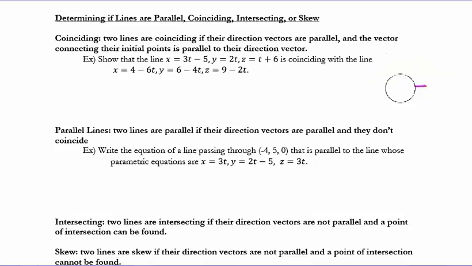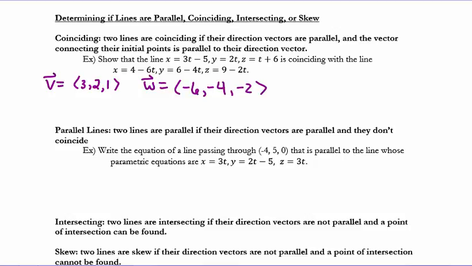So coinciding: two lines are coinciding if their direction vectors are parallel and the vector connecting their initial points is parallel to that direction vector. So, show that this line is coinciding with that line. Our direction vectors are going to be v equals 3, 2, 1. We'll call the other one w equals -6, -4, -2. How did I get that so fast? I looked at the coefficients of t. Now, is v parallel to w? Yes, v is parallel to w because v equals -1/2 of w. So they are parallel vectors.